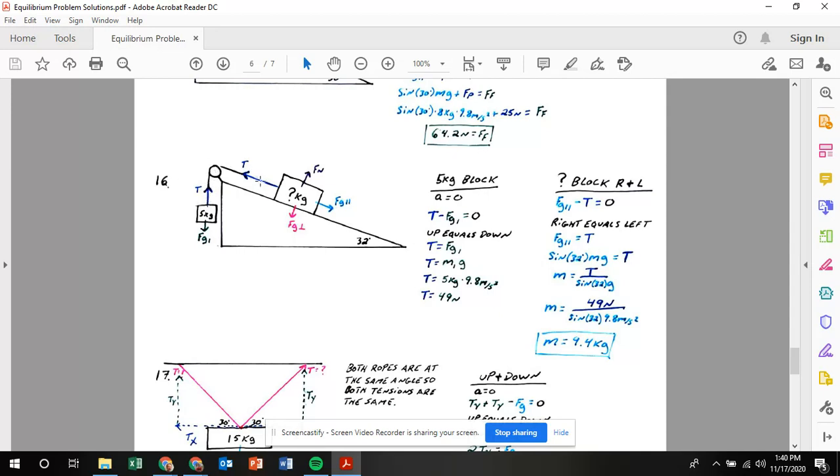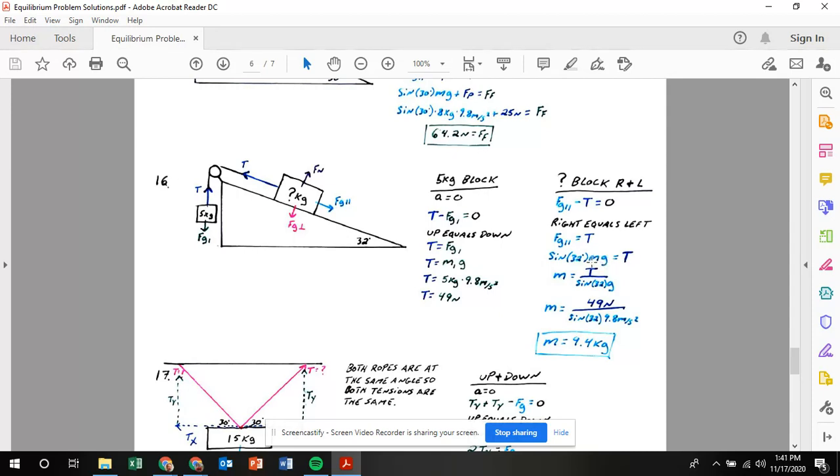Since this is one piece of rope, the tension on both sides is going to be identical, which means this tension here is 49. And because we know right equals left, gravity parallel has to equal that tension, meaning gravity parallel has to equal 49 newtons. So gravity parallel equals tension, which is 49 newtons, and gravity parallel is made up of sine of the angle, 32 degrees, times the mass, which is what we're trying to find, times 9.8.